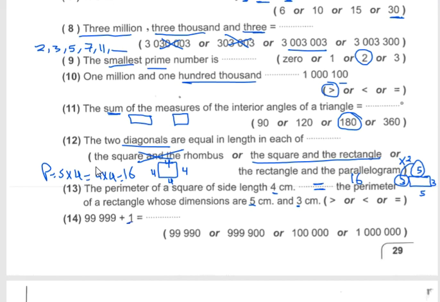99,999 plus 1. 1 plus 9 equals 10, 0, and carry 1. 1 plus 9 equals 10, 0, and carry 1. 1 plus 9 equals 10, 0, and carry 1, and so on. So the final answer will be 100,000.